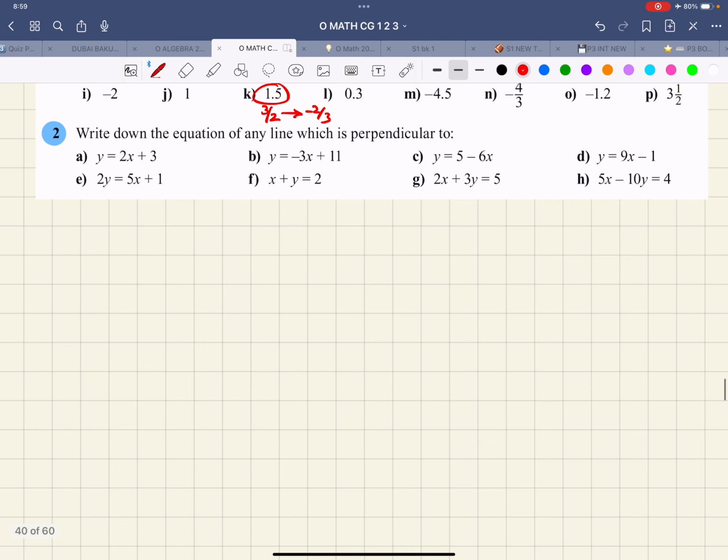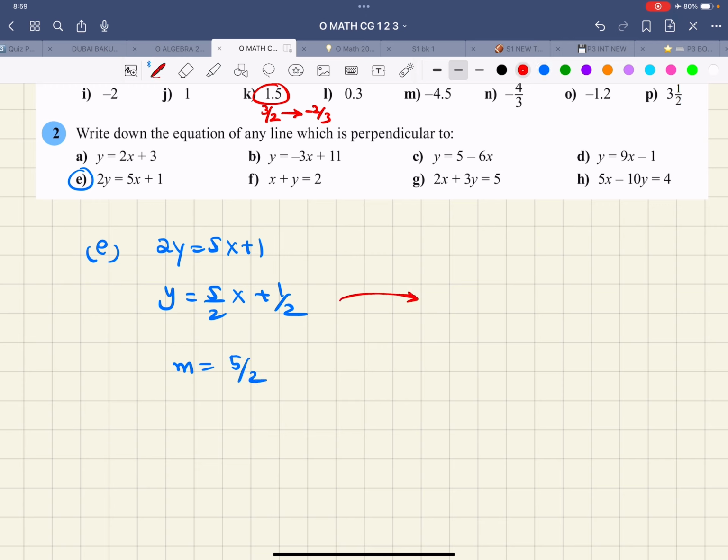Write down the equation of any line which is perpendicular to, let's say, let me pick this one. So E is 2y is equals to 5x plus 1. Y is equals to 5 over 2 x plus 1 over 2. The gradient of this line is 5 over 2. Now let's say there is a perpendicular line. So we are interested in the gradient.